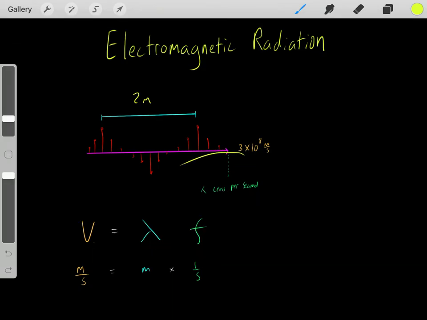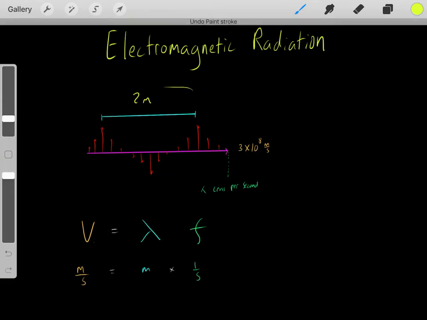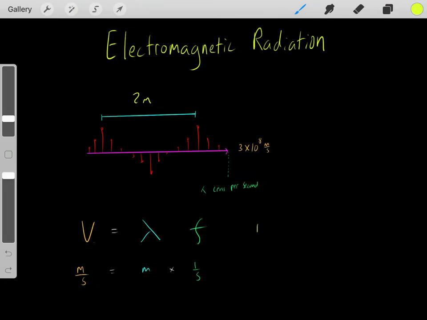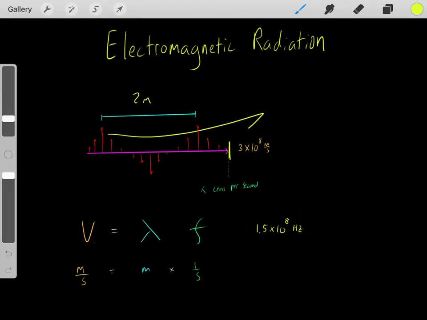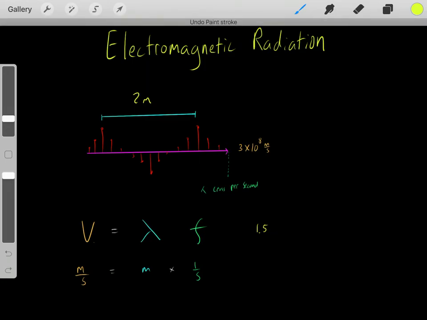We know the velocity is 3 times 10 to the 8 meters per second. We know the wavelength is 2 meters. Now, with some simple algebra, we can solve for the frequency, and we would get a frequency of 1.5 times 10 to the 8 hertz. So that means in 1 second, if we were to stand right here, 1.5 times 10 to the 8 wavelengths cross through this region. And that's what a frequency is.